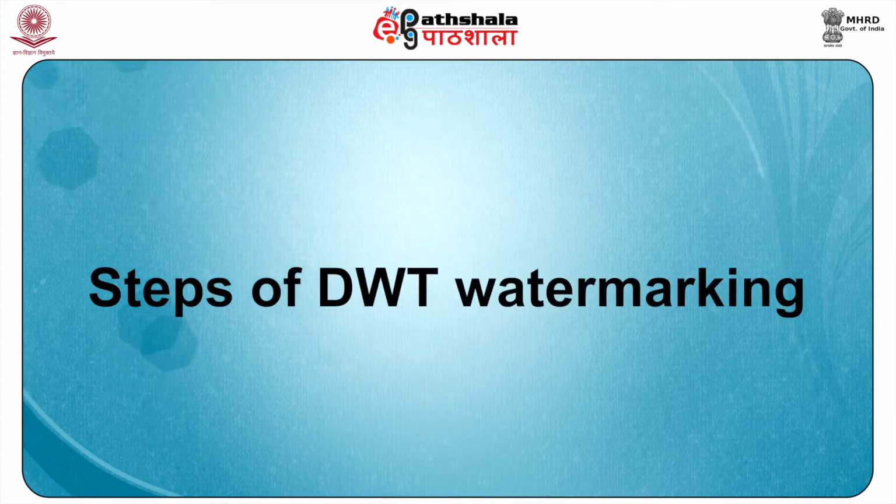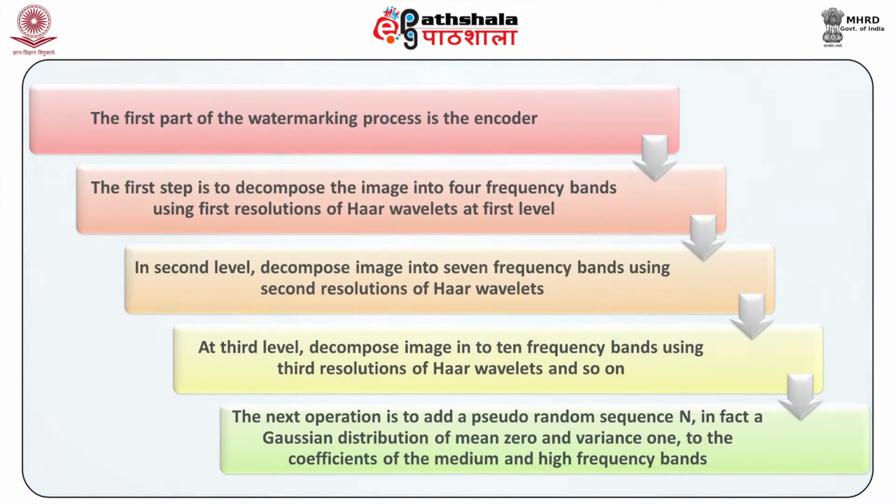Now, the steps of DWT watermarking. In this, the first part of the watermarking process is of course the encoder. The first step is to decompose the image into 4 frequency bands using first resolution of Haar wavelets at first level. In the second level, decompose image into 7 frequency bands using second resolution of Haar wavelets. At third level, decompose image into 10 frequency bands using third resolution of Haar wavelets and so on.